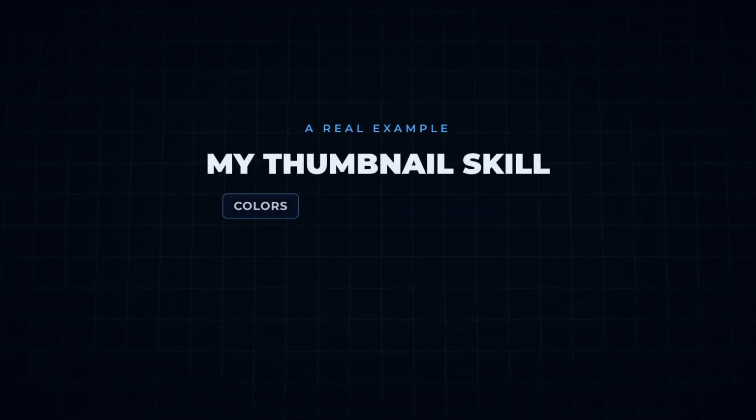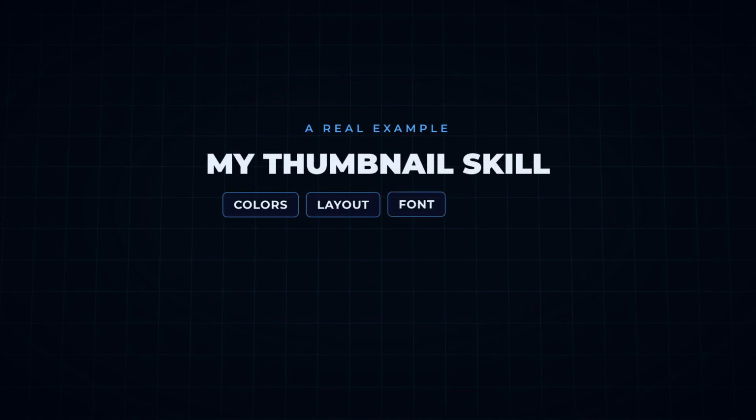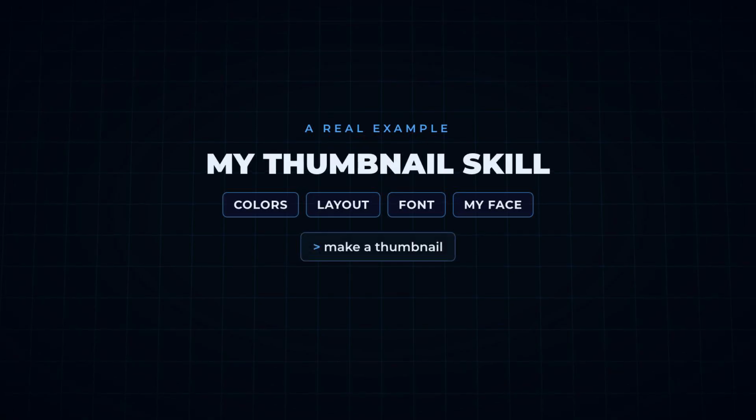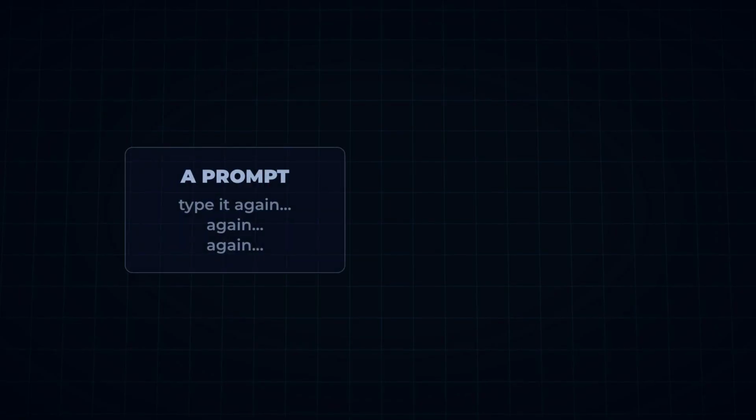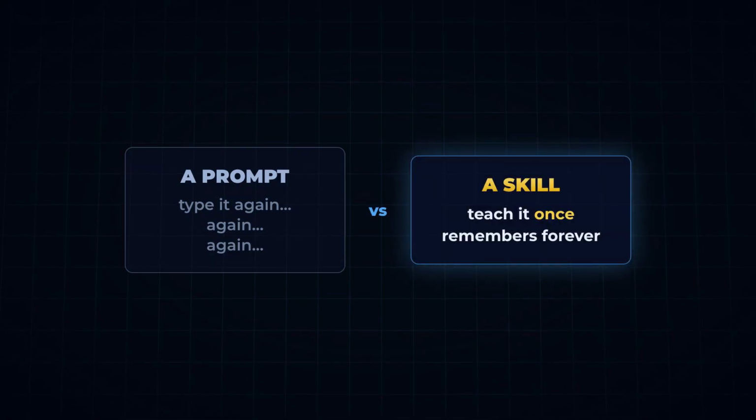I have a skill that knows my exact thumbnail style, the colors, the layout, the font, where my face goes, all of it. So when I say make a thumbnail, I don't describe any of that. I don't paste a brief. It already knows because I wrote it down once as a skill. That's the difference. A normal prompt is something you type again and again and again. A skill is something you teach Claude one time and it remembers forever.